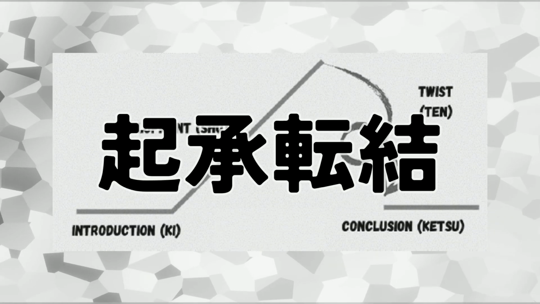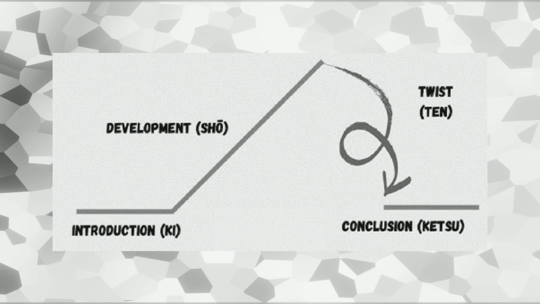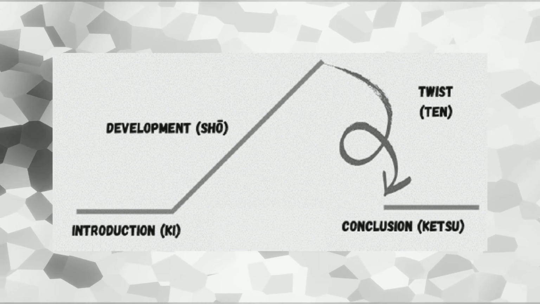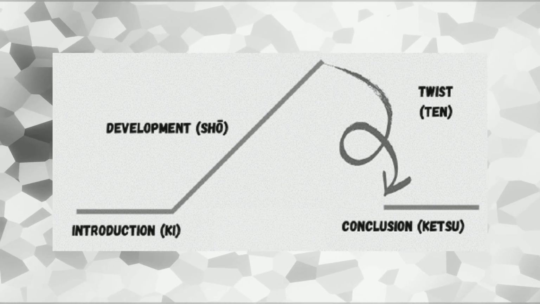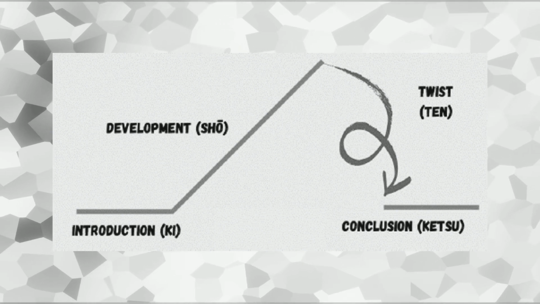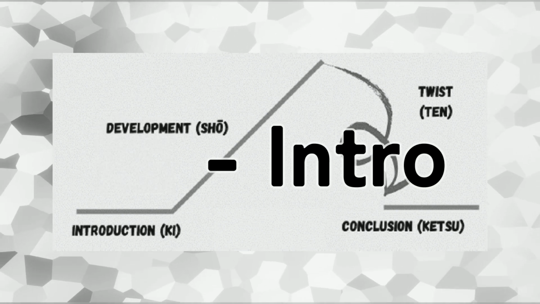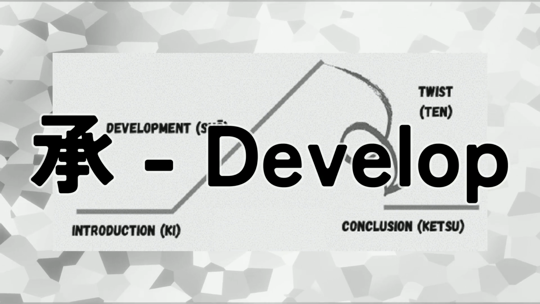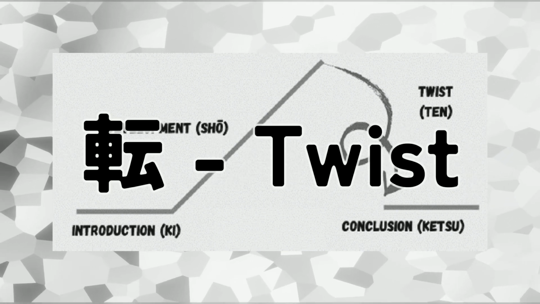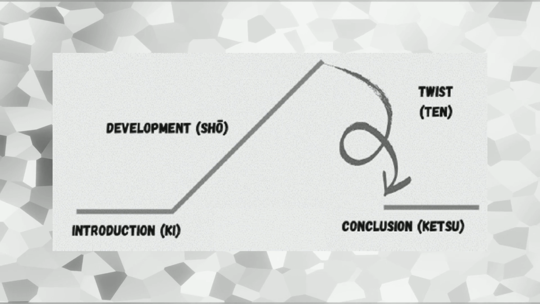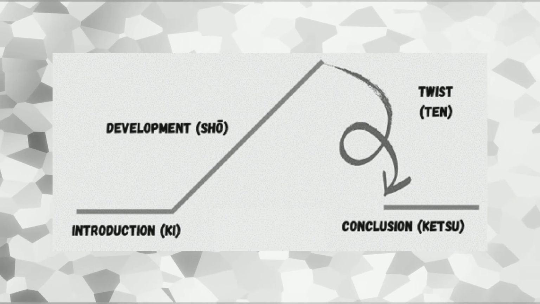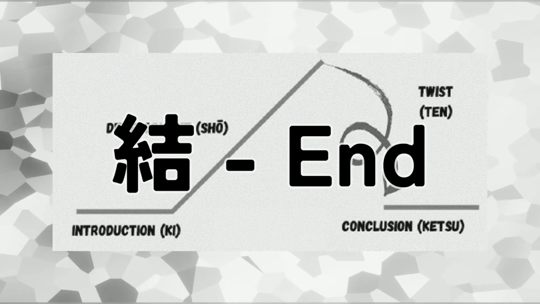If you've looked into writing manga, I'm sure you've come across this. Sho Ten Ketsu. I like this a little bit more than the 3-act structure we previously looked at. In short, Sho Ten Ketsu is a 4-act structure, with Ki, the introduction to an idea, developing that idea in Sho, twisting the idea onto its head with Ten, and ending with the same idea we had in the beginning, but with a different outlook with Ketsu.